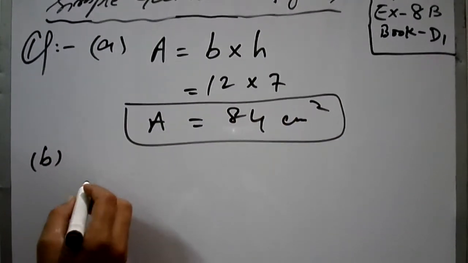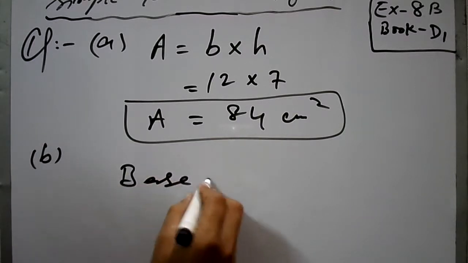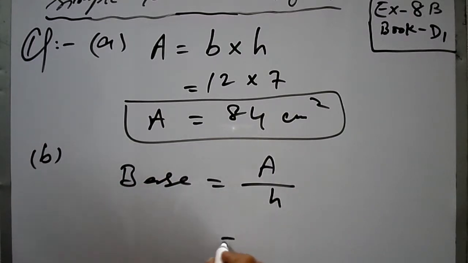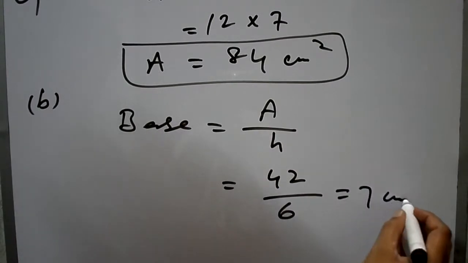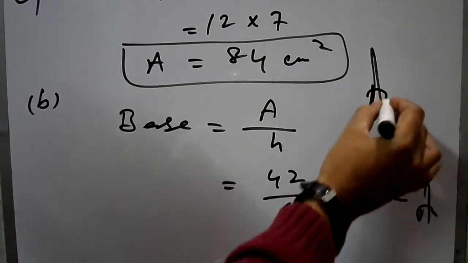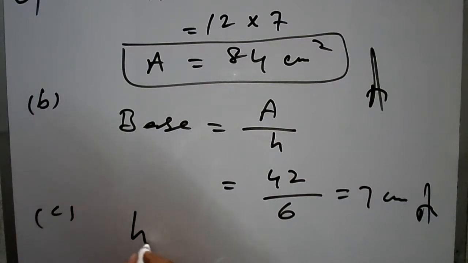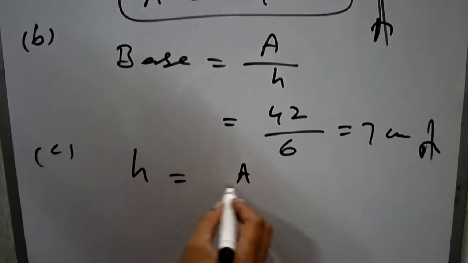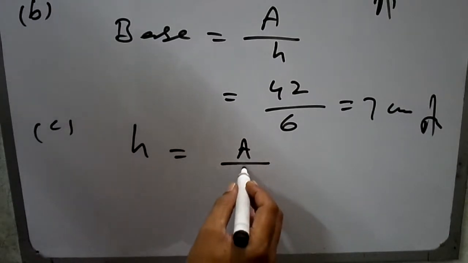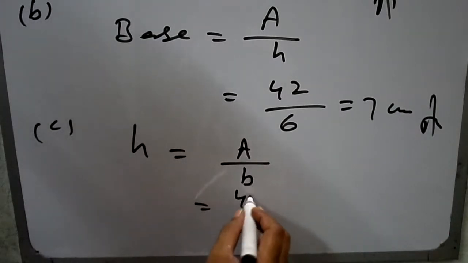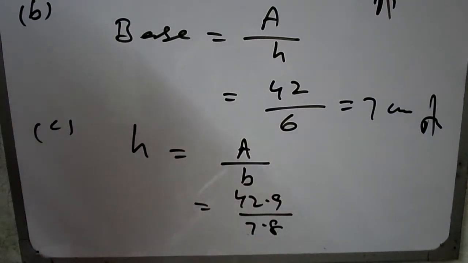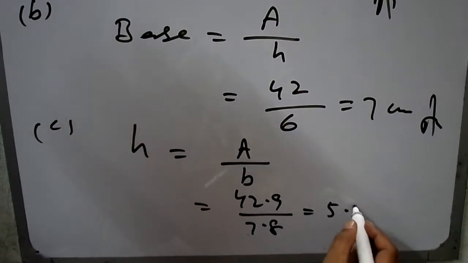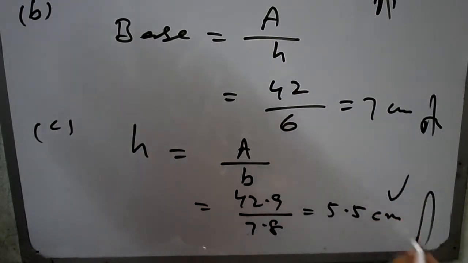So in B part we have to find the base. So base is equal to area divided by height or altitude. So area is 42, so base can be calculated as 7 centimeters. So that is your answer. Similarly in C part we can find the height. So the formula will become area divided by base. So putting the values, that is 42.9 divided by base, which is 7.8. You see the table in your textbook, then you will get 5.5 centimeters. So that is your result.